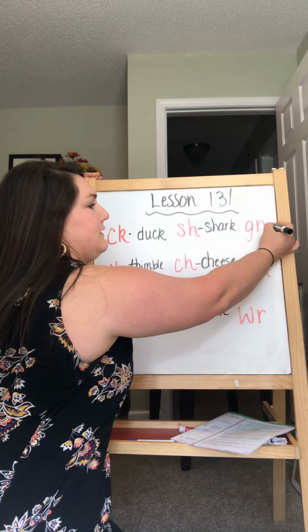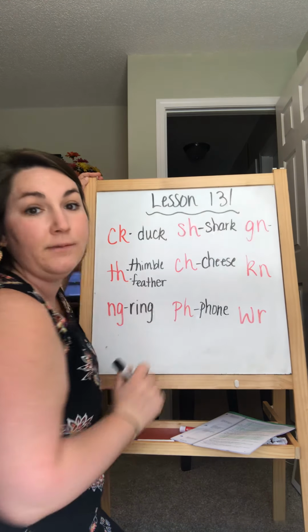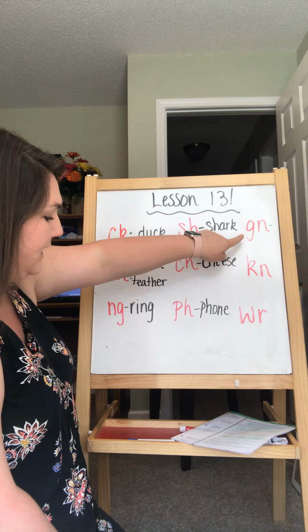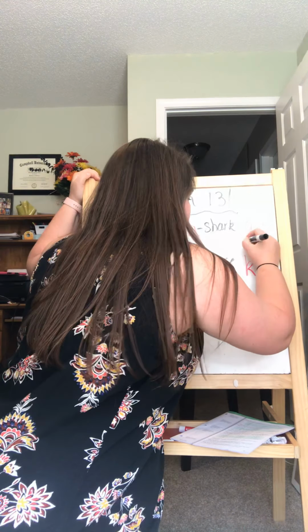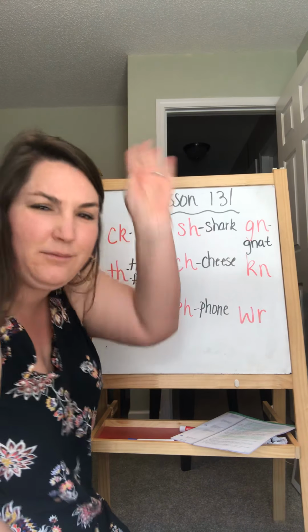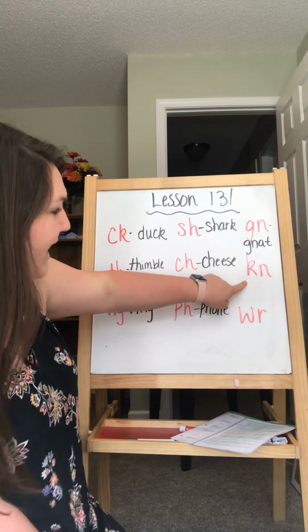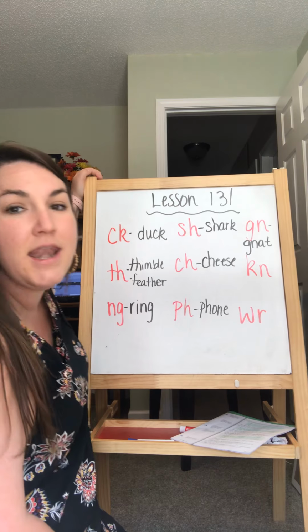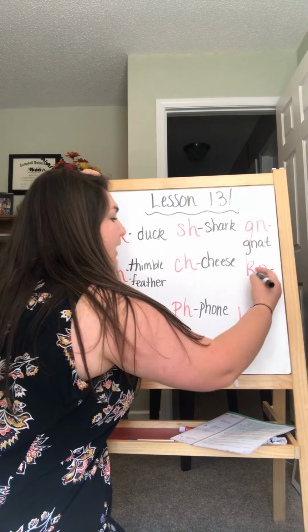And then since I wrote these a little small, I'm going to write the word underneath, okay? So GN says like gnat. Remember those things that kind of aggravate us when we're outside and we're shooing them away, the little gnats? KN says like knot.